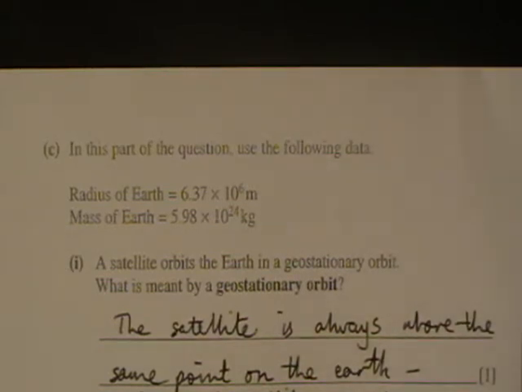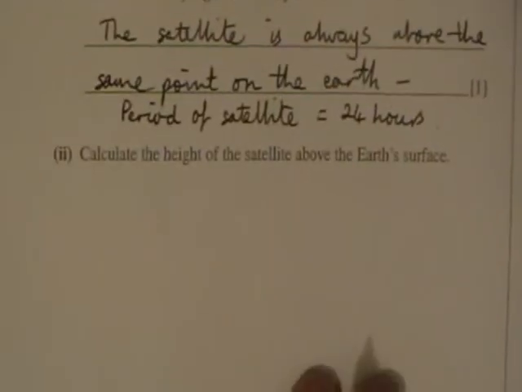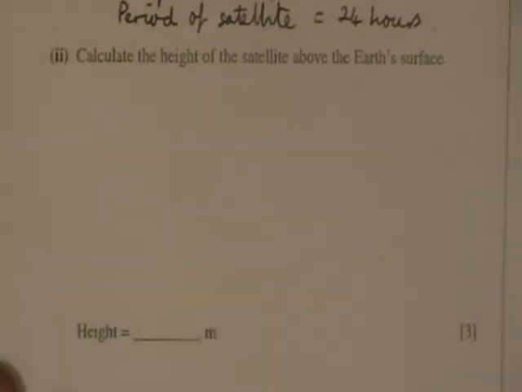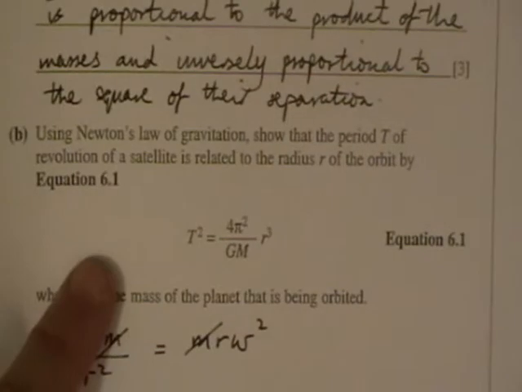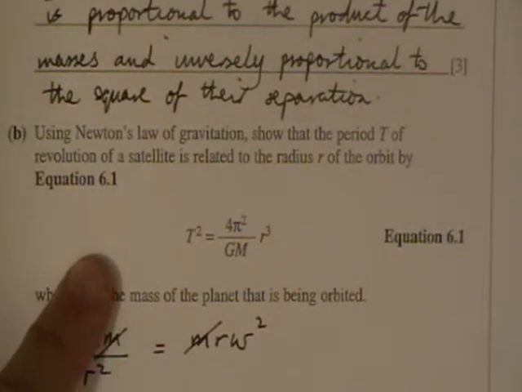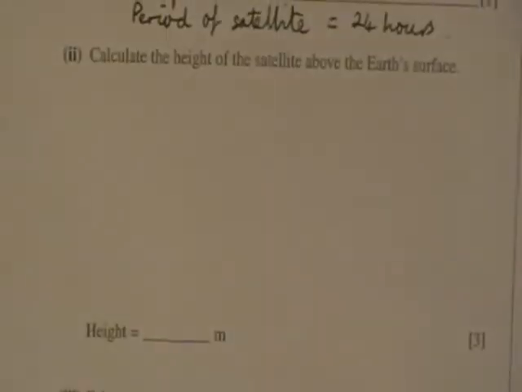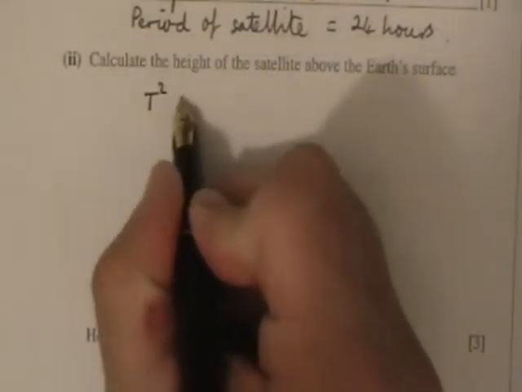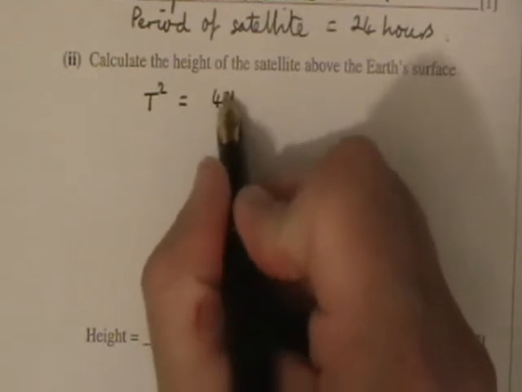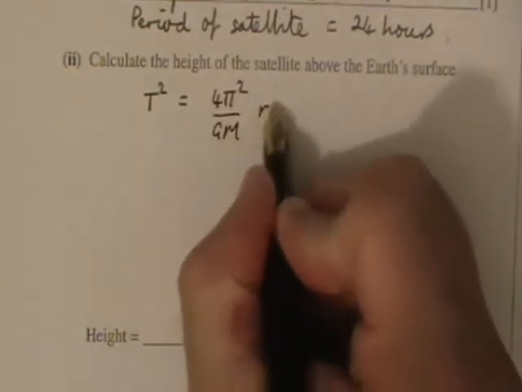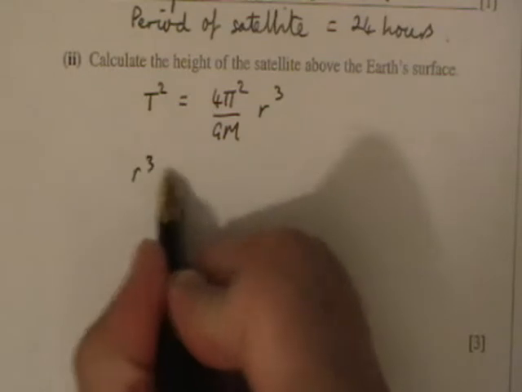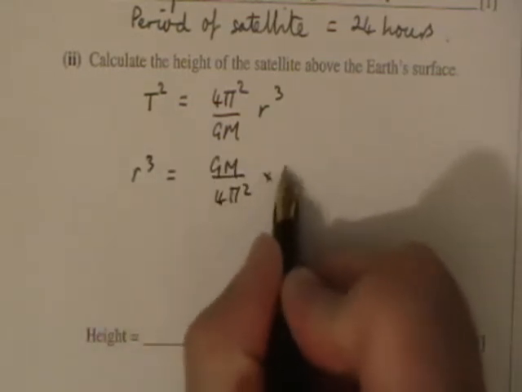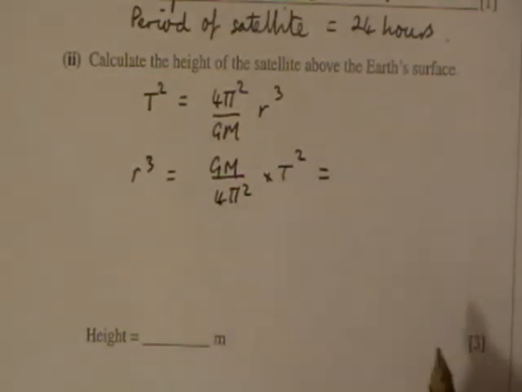Right, so calculate the height of the satellite above the Earth's surface. Okay, well, again, just going to go back and we're going to use this T squared equal to 4 pi squared over GM times r cubed. Therefore r cubed is equal to GM over 4 pi squared times T squared.